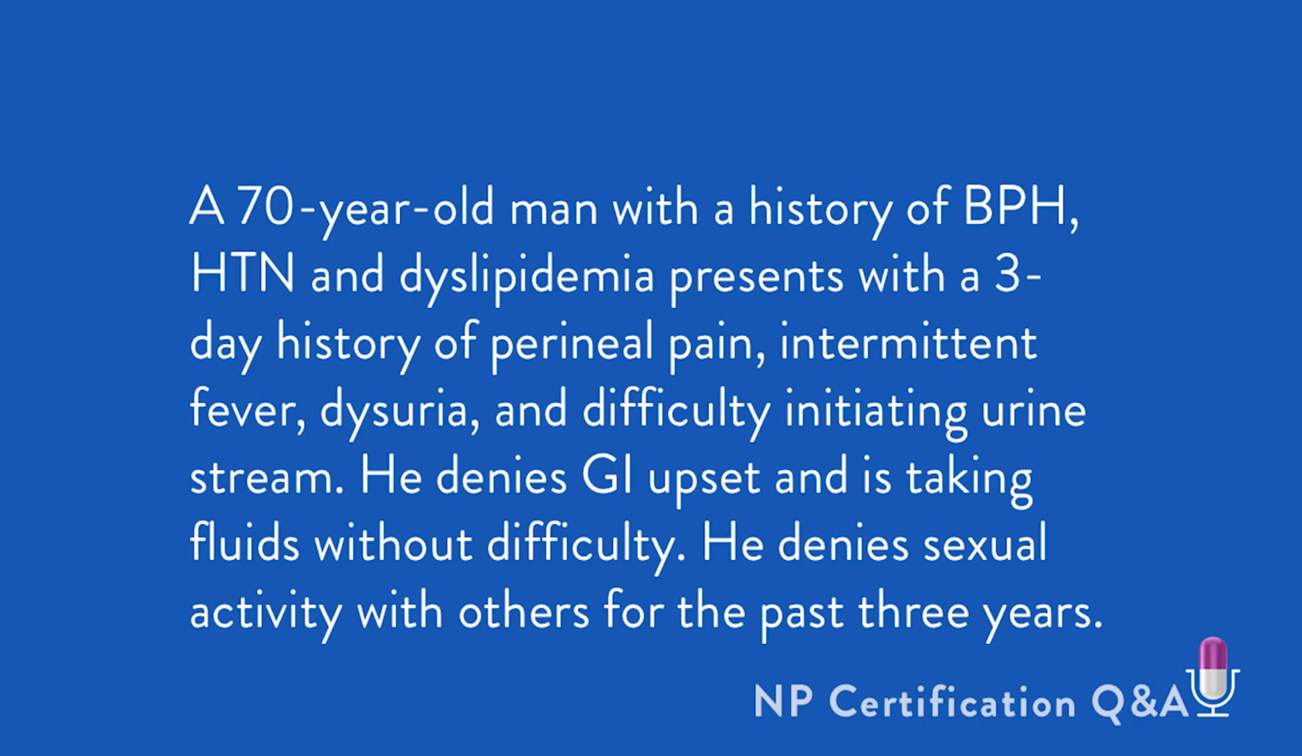A 70-year-old man with a history of BPH, hypertension, and dyslipidemia presents with a 3-day history of perineal pain, intermittent fever, dysuria, and difficulty initiating urine stream. He denies GI upset and is taking fluids without difficulty. He denies sexual activity with others for the past 3 years.